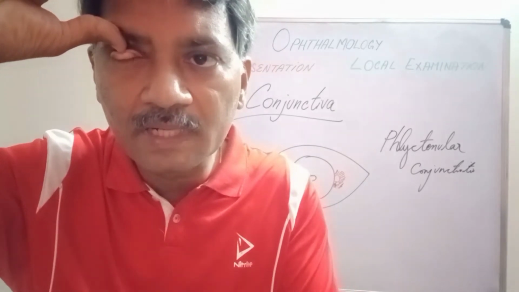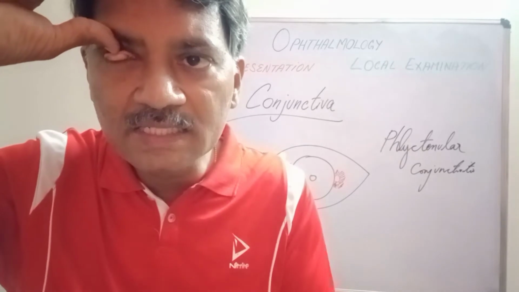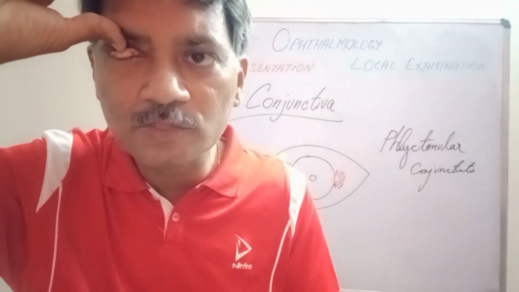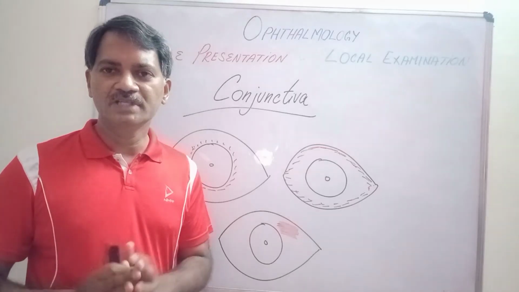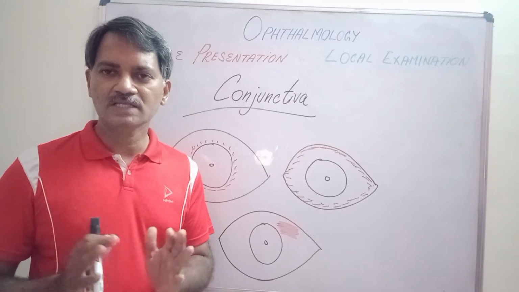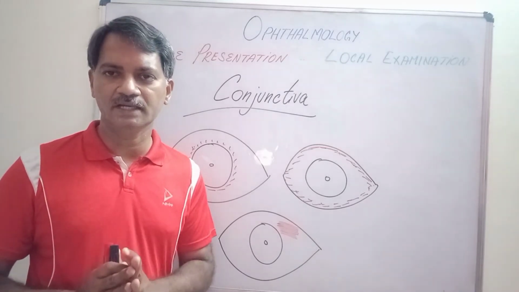In the upper palpebral conjunctiva, commonly what we see is foreign bodies. You can see papillae, you can see follicles, you can see membranes and pseudomembranes. It is time to see about the abnormalities of a conjunctiva. The first abnormality commonly seen is the redness of the conjunctiva.